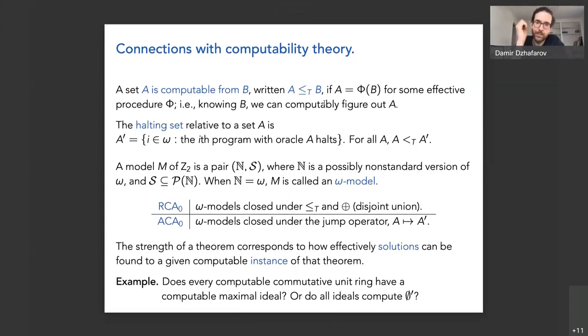Let me say something about the connections with computability theory. So here's just a very brief, one sentence definition. The principal theme of computability theory in mathematical logic, as opposed to in computer science, is this idea of relative computability, of one set being computable from another. So a set A is computable from B, or Turing reducible to B, which is where we get this subscript T, A is Turing below B, if there's some effective procedure phi so that A is equal to phi of B. What that means is, to be absolutely clear, A and B are subsets of the natural numbers. If I have the information about which numbers are in B and which numbers are not in B, then I can plug that information into a computer, and the computer can tell me which numbers are in A and which are not in A. This is relative computability.